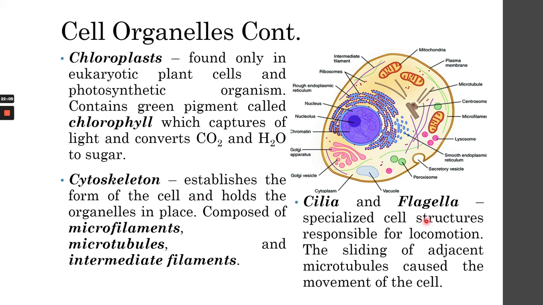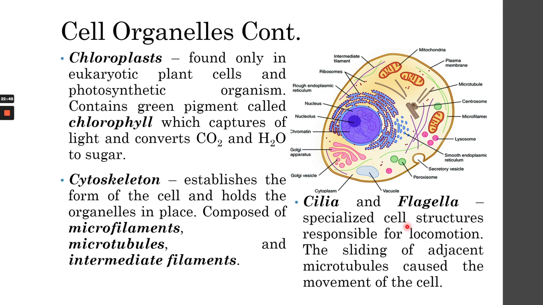Next, cilia and flagella are specialized structures of a cell. Not all cells have them. Cilia and flagella are responsible for locomotion. So, cilia are like hair-like structures around the cell, while flagella is a tail-like structure attached to a cell. And because of the cytoskeleton, especially I think the microtubules, responsible for the movement of this hair-like structure and tail-like structure, nakakagalaw yung cell.